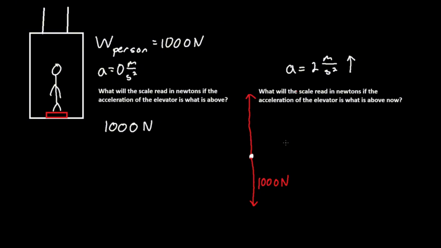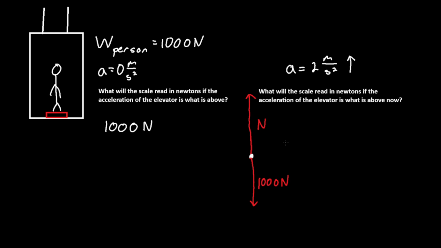The reason is that the elevator has to push up onto you as well in order for you to accelerate upward at 2 meters per second squared. If the elevator didn't push you up, you would just fall through the elevator. The materials would crumble below you and you'd probably fall to your death. But the normal force must be greater than the weight force in order for you to accelerate upward. So the elevator has to push up onto you harder in order for you to accelerate upward.